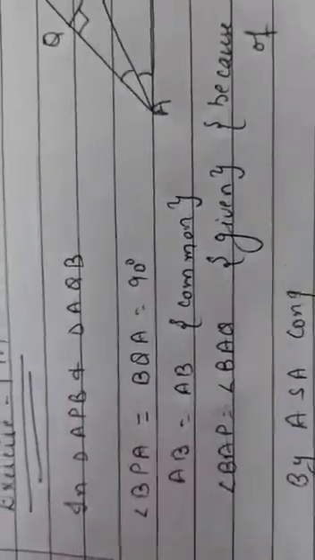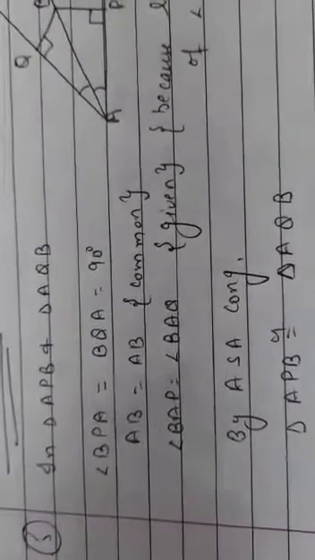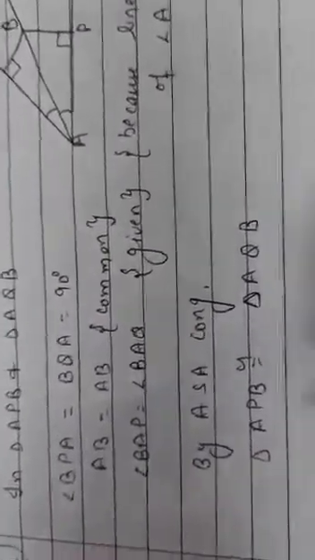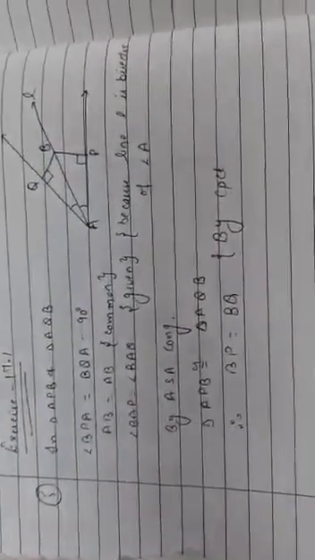So if these are equal, then we can say by ASA congruency, triangle APB is congruent to triangle AQB. If these two triangles are congruent, then we can say that therefore BP is equal to BQ by CPCT. Now listen, if BP is equal to BQ, then we can say that B is equidistant from the arms of the angle, means B is at an equal distance from these two sides.